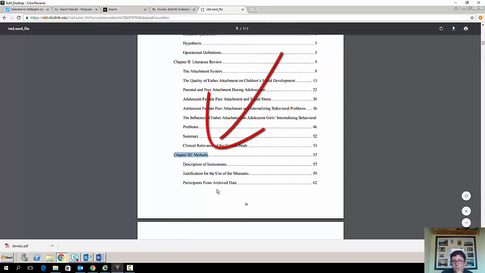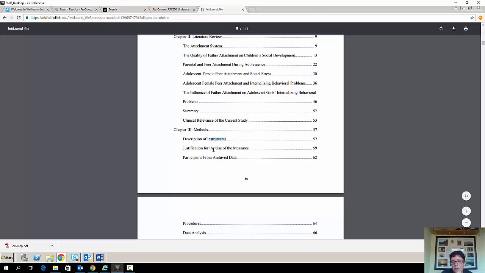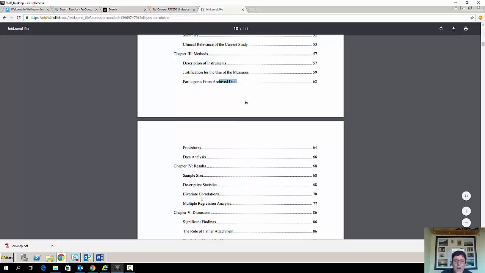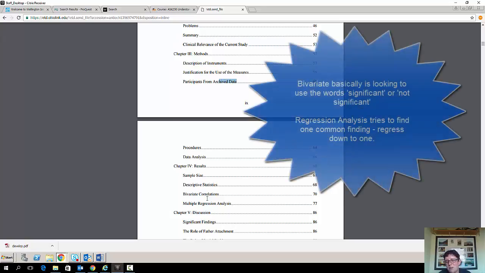Methods, descriptions of instruments, so that's your research methods, data gathering instruments. Justification for the use of the measures, so I'm guessing this is all quantitative. Participants from archive data, procedures, data analysis, sample size, descriptive stats, bivariate correlations. Basically what that means is, are 2 things related? So when you see that word significant, not significant, that's what they mean there. Multiple regression analysis is one finding really important when it comes to determining what the average is for most people.